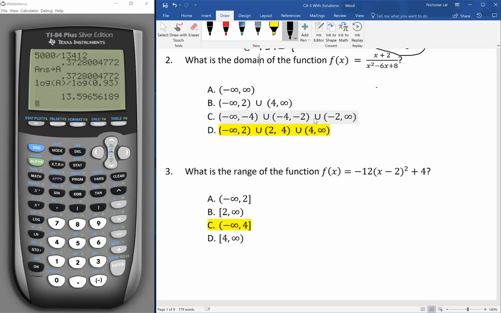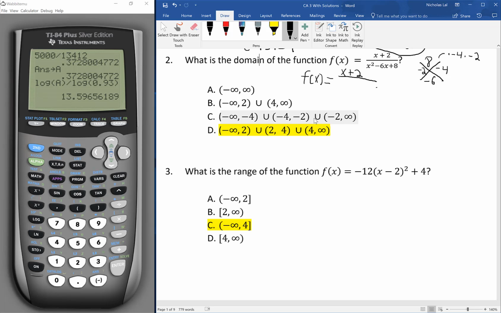So to find the domain, we will need to factor the denominator. So I can rewrite this equation as f of x is equal to x plus 2 over two terms that are going to multiply to 8 and add to negative 6. And if it multiplies with 8, we could do, how about 4 and 2? Negative 4 times negative 2, multiply to 8 and add to negative 6. That will be negative 4 and negative 2.